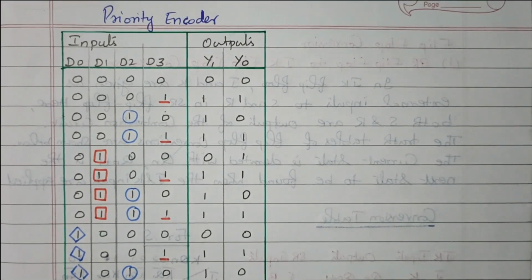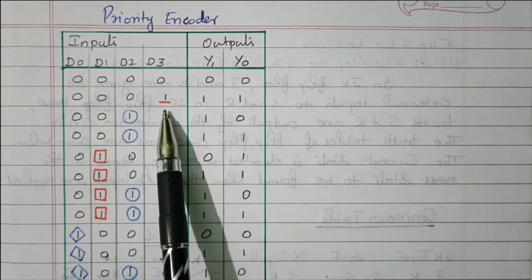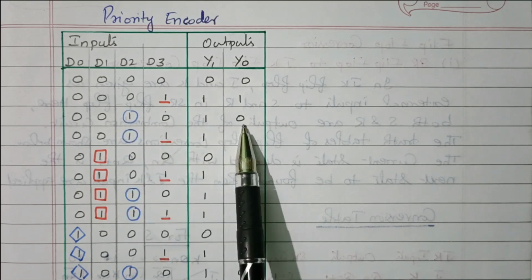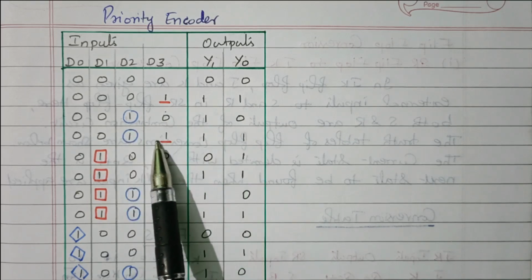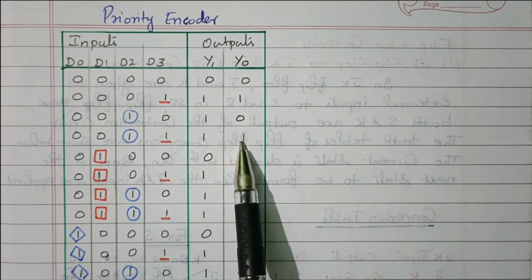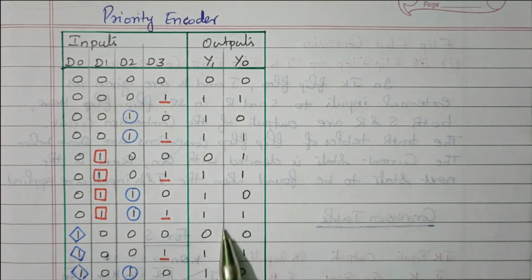detailed truth table. Now we'll see again one by one. See, all are 0 means 0, 0. D3 1, 1, 1. D2 1, 1, 0. Here both are 1, so already this is covered. We will check only D3 1, 1. Here D1 is 1, remaining 0. So 0, 1. Like that we'll have.